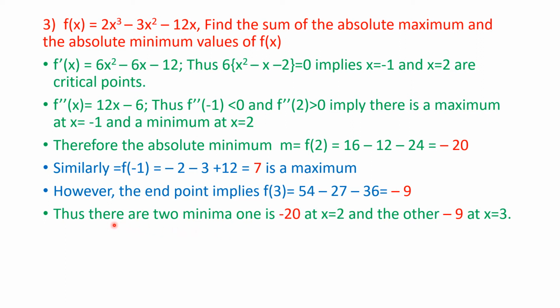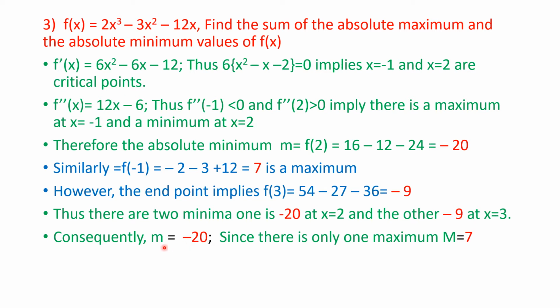So we can conclude that there are two minima. One is negative 20 at x equal to 2, and the other is negative 9 at x equal to 3. Consequently, m equal to negative 20. Since there is only one maximum, capital M equal to 7, therefore our conclusion that lowercase m plus uppercase M, or absolute value of minimum plus absolute value of maximum, will be equal to negative 13, which is the answer.